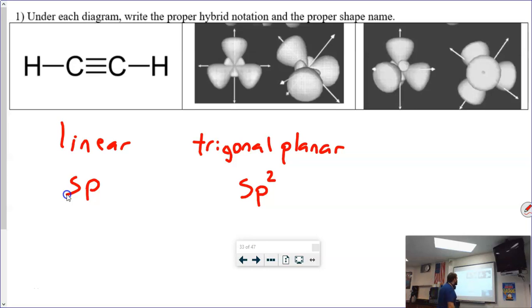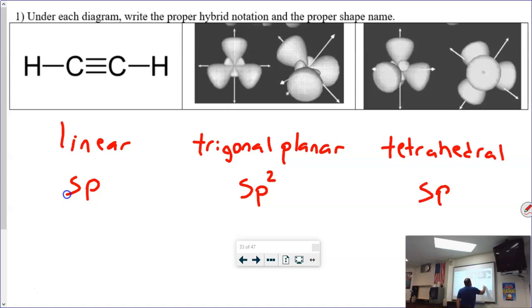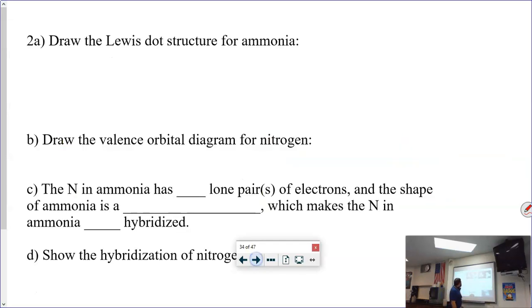Okay? The next one, this is tetrahedral. And this is sp3 hybridized. All right, so just a visual of how to identify that in some cases.